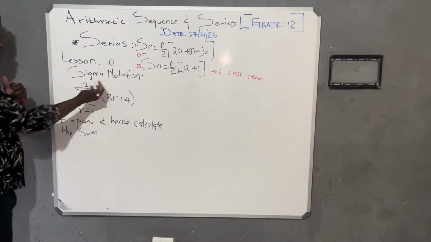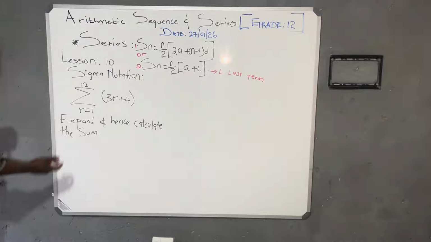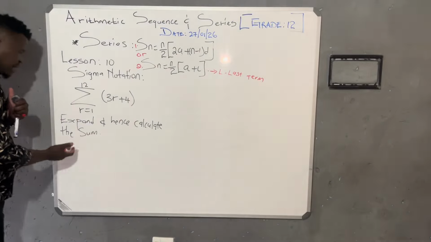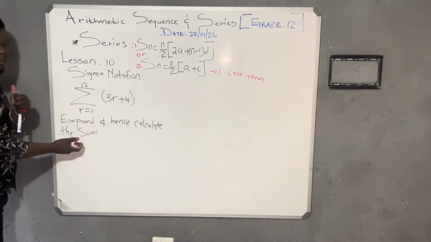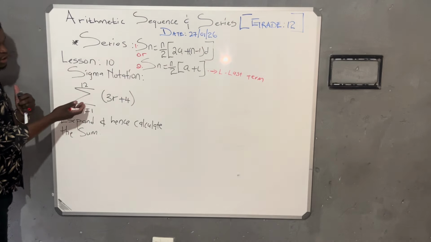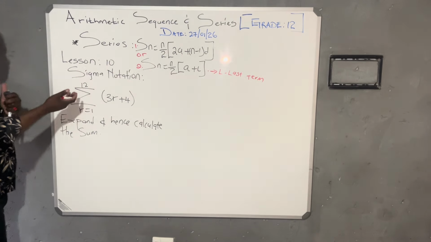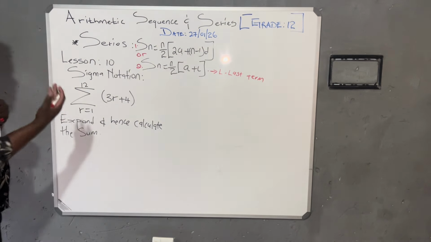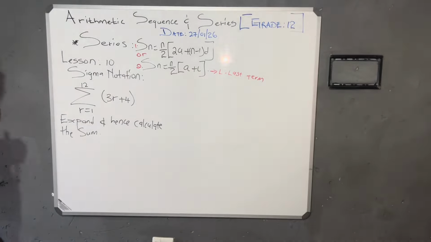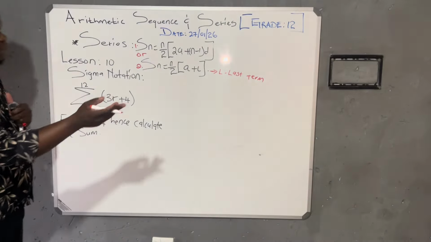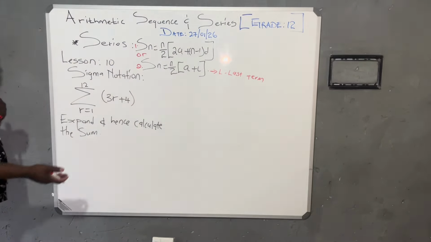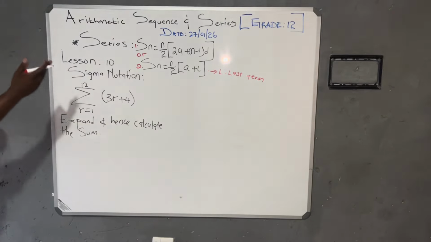Lesson number 10 is based on sigma notation. Expand and hence calculate the sum. They are still looking for the sum. Remember, sigma notation and the sum is basically the same thing. When they say find the sum of so many terms, in another way, we can also use the sigma notation to find the sum of a series or vice versa.